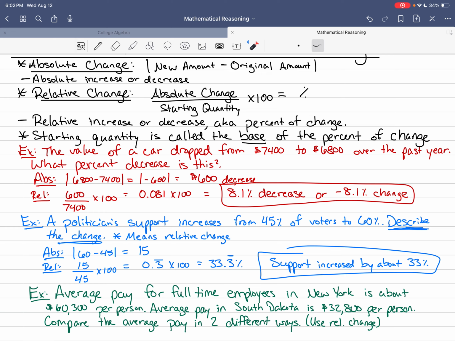Now that we have the absolute change, we're going to do the relative by doing the absolute over our starting amount. So 600 over 7,400, which is 0.081. Multiply that by 100, it comes out to an 8.1% decrease. Or if you don't use the words increase and decrease, it could also have been done as a negative 8.1% change. But that looks kind of weird, so we normally just say a percent of decrease or increase.